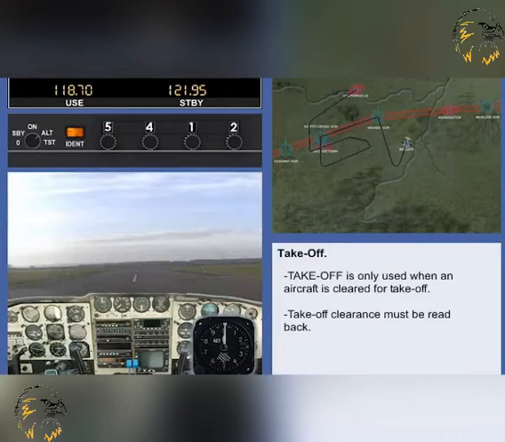The words takeoff are only used when an aircraft is cleared for takeoff, and the takeoff clearance must be read back.